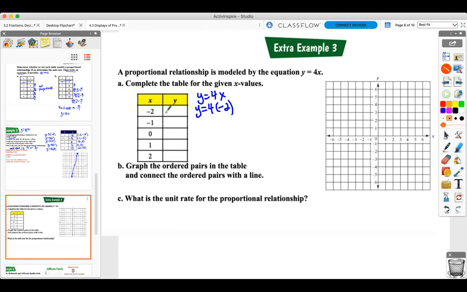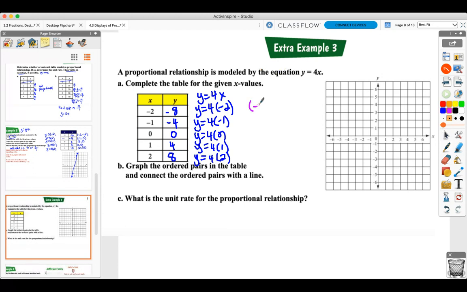4 times negative 2 is negative 8. Y equals 4 times negative 1, negative 4. Y equals 4 times 0, which is 0. Y equals 4 times 1, which is 4. Y equals 4 times 2, which is 8. Now graph the ordered pairs. Well, let's write the ordered pairs first.